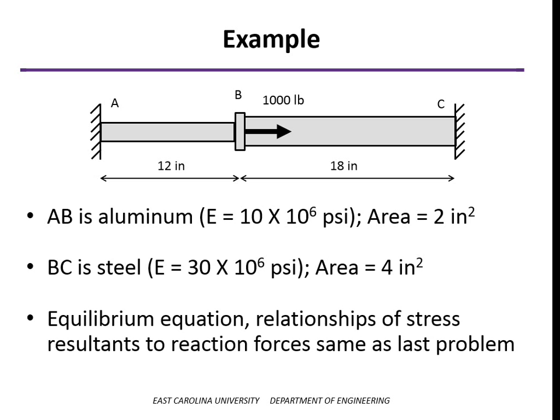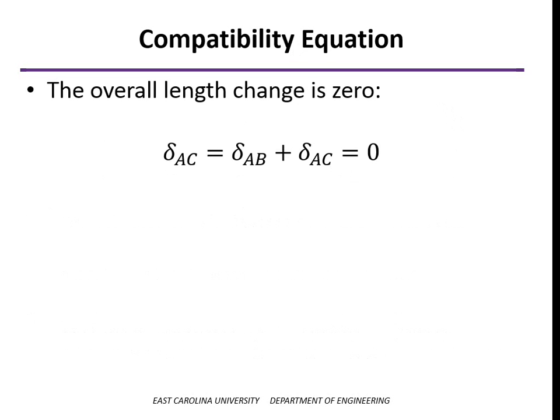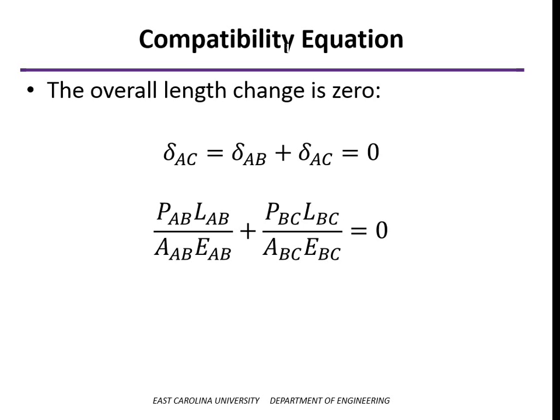So a lot of things are exactly the same. Our equilibrium equation is the same. When we did our cuts, free body diagrams of AB and BC, the relationships of the stress resultant reaction forces don't change at all either. So our compatibility equation, before we canceled out AE, but now that those values are different between AB and BC, we'll have to keep those in.